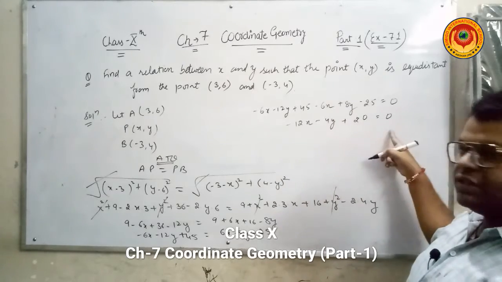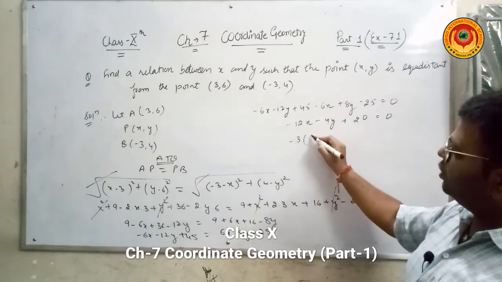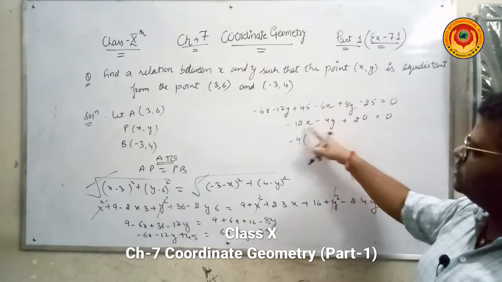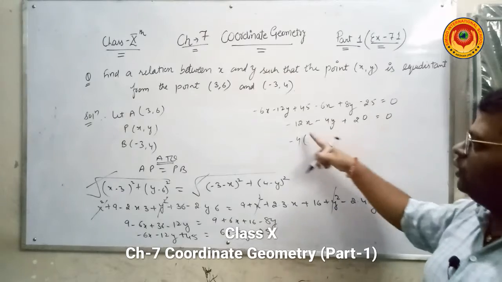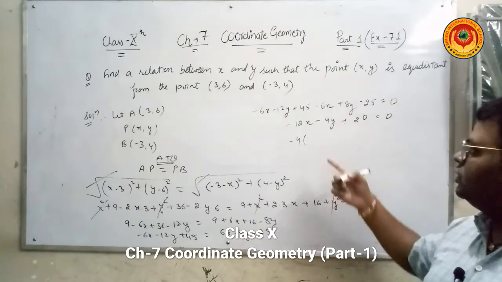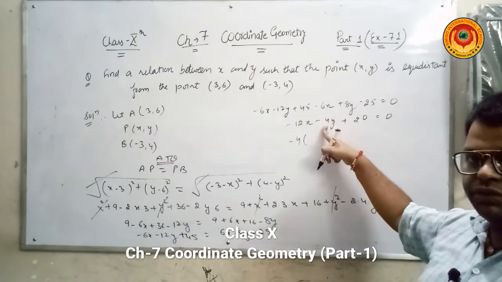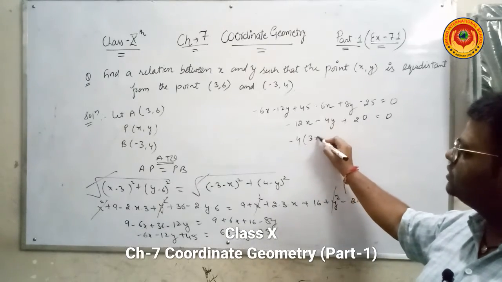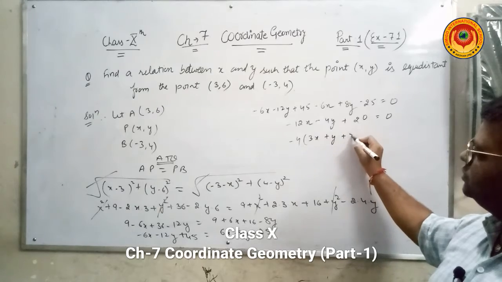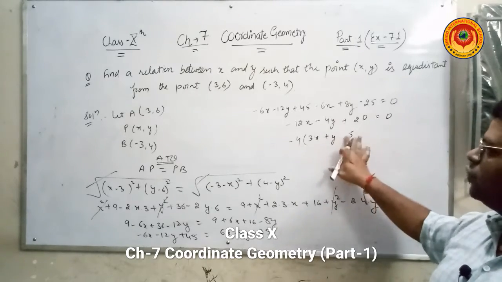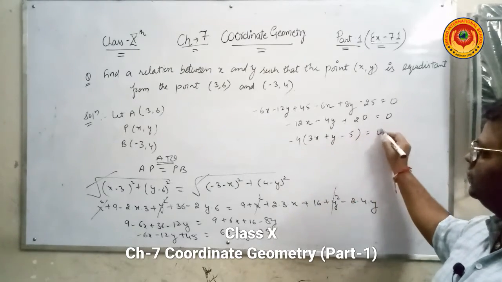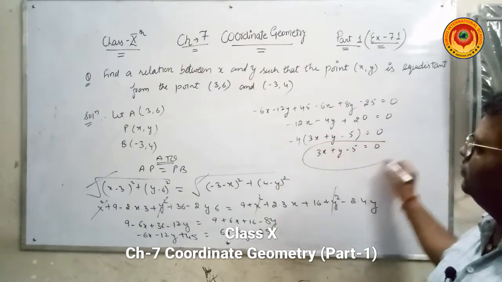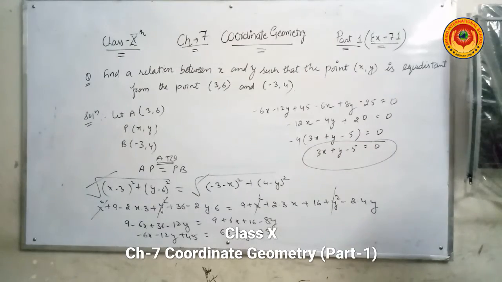The whole equation is divisible by 4, so take minus 4 as common. Why? Because the minimum term is 4 and the whole equation is divisible by 4. It becomes 3x plus y, and the sign changes into minus because the negative sign is outside. So what's the equation? 3x plus y minus 5 is equal to 0. So this is your answer.